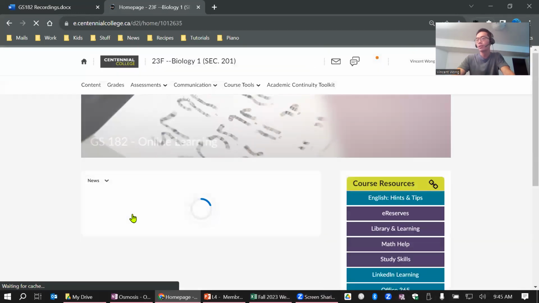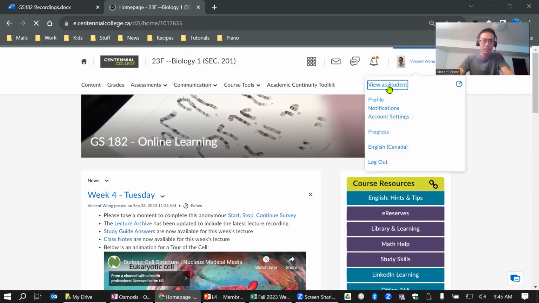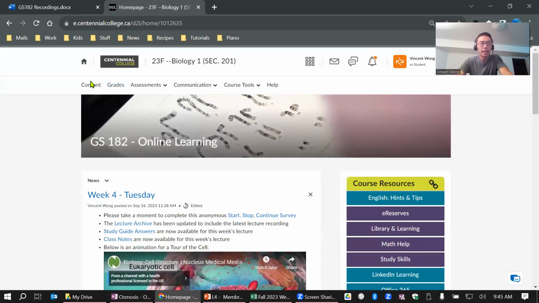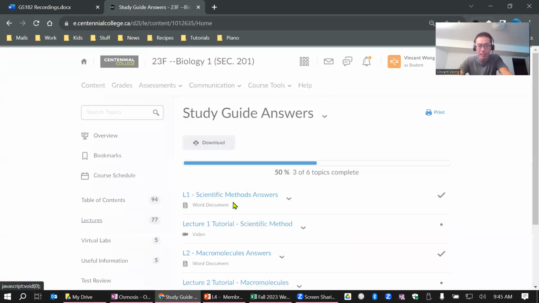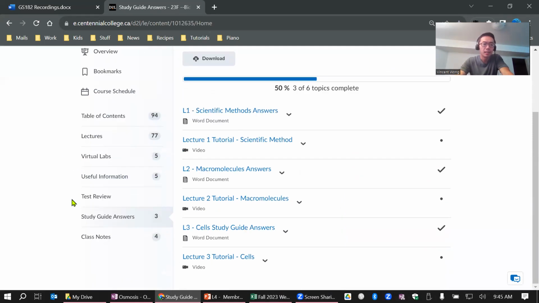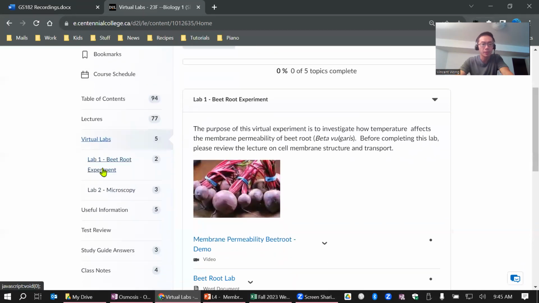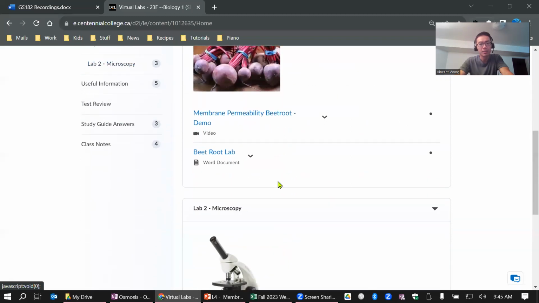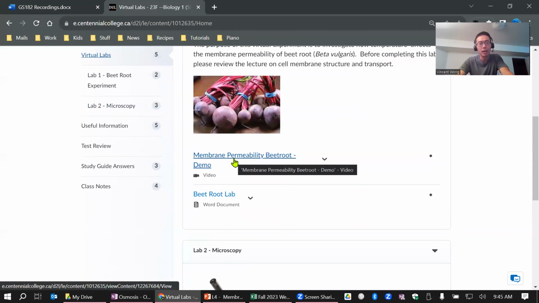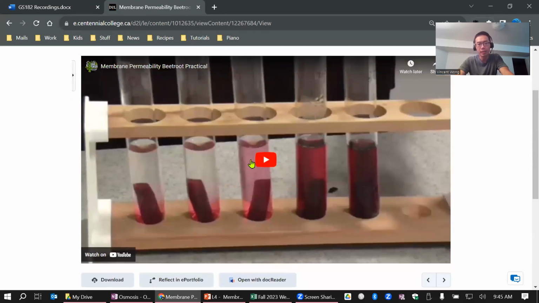All right, here is what you need to do for the lab. Let me switch to student view and see what you will see. If you go to content, and again, I'll post an announcement after class with links for you to click on, if you go to the virtual labs, there are 2 labs: the Beetroot lab, and the microscopy lab. There is a demo that you have to watch. This is someone else who did the experiment.